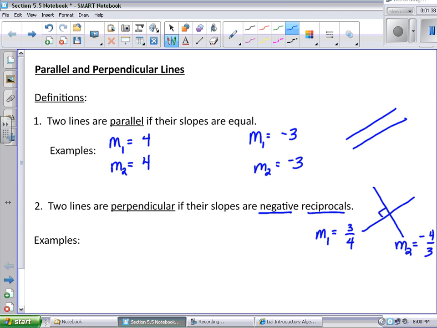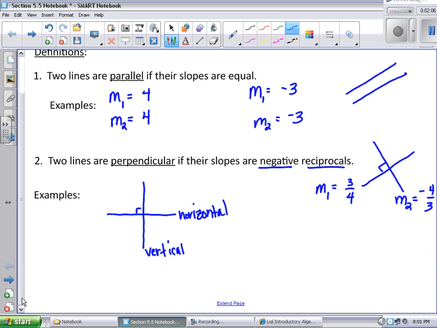There's one other example of perpendicular lines, and that is a vertical line and a horizontal line will always be perpendicular. We can't really tell it with the slopes because we say one is undefined and one is 0, but vertical and horizontal lines are always perpendicular. So those are the relationships that you're looking for when we talk about parallel and perpendicular lines.